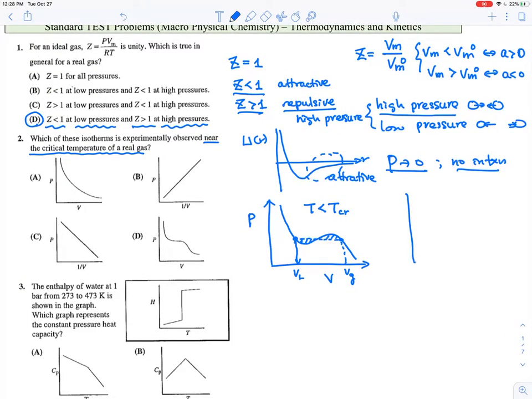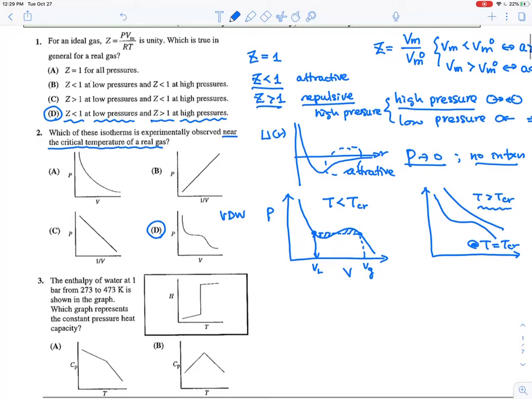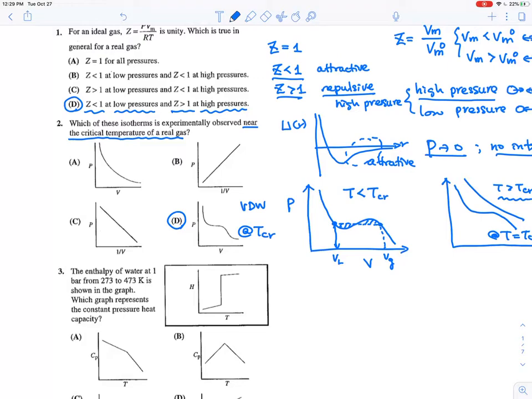At a temperature higher than the critical temperature, what's going to happen is it's just like this, without these wiggly lines going up and down. So this is a temperature higher than the critical temperature, and this is what we call supercritical. Supercritical CO2 is an example. So therefore, it's just before they oscillate, and this is at the critical temperature. So therefore, from the van der Waals gas relationship that we learned, this is at the critical temperature. That's what you see.